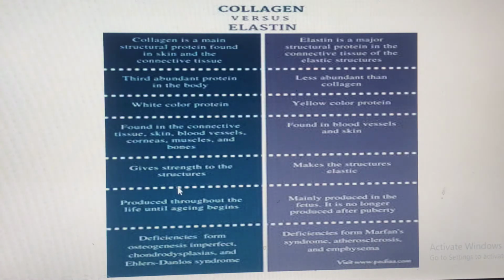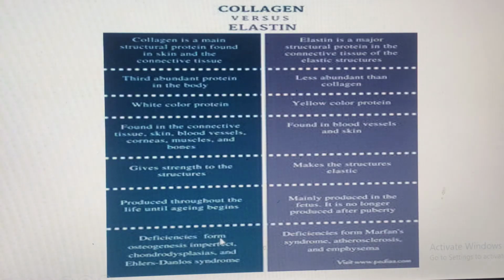Collagen fibers are very important in conferring tensile strength, while elastic fibers are very important in providing recoil of those structures. One important thing is that collagen fibers are produced throughout life, until aging begins. At old age, production tends to go down, and that is why osteoporosis tends to take place at a later stage of life. Elastic fibers are mainly produced during fetal life, so they are no longer produced after puberty. That's what we have to know about elastic fibers.